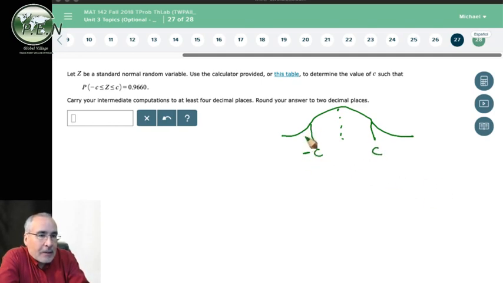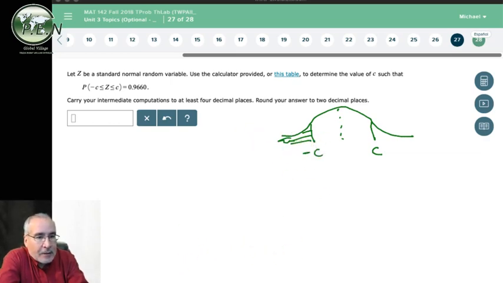Now what we really want to do is the tables, remember, always the tables and the calculator, that gives us the area to the left of c. So if we knew what this was, we could look up this area and then we would find the value of c. It would actually be a negative value of c, but we could look it up. Okay. What we know is we don't know this area.